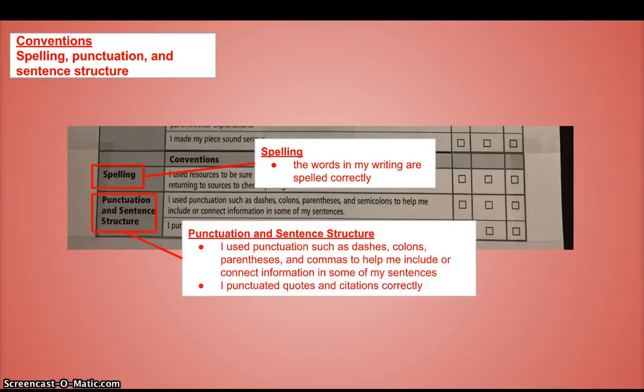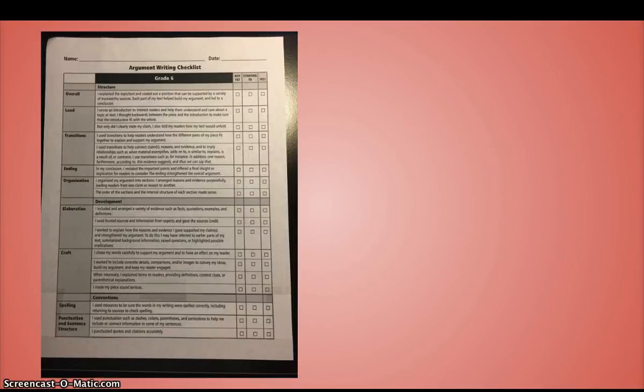You also want to make sure you have good punctuation and sentence structure. You want to use punctuation such as dashes, colons, parentheses, and commas to help you include or connect information in some of your sentences. And you want to make sure that you punctuate quotes and citations correctly. Again, of course you do. You don't want your punctuation and spelling to confuse your reader. You want them to understand and therefore believe you. Okay, so that's the checklist. It's pretty much just a visual reminder to include what you already know about writing a middle school literary essay, an argument essay wherein you are trying to convince your reader about the personality of your character.